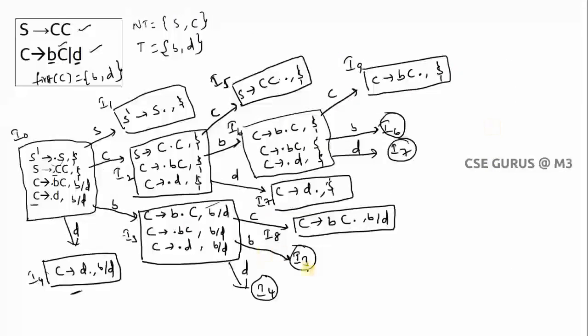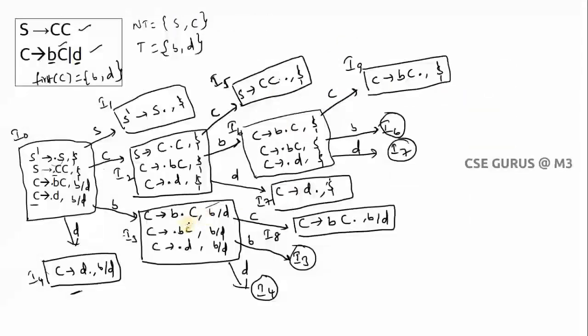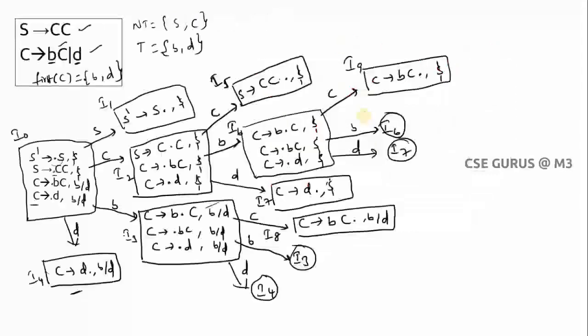Next, I3 to B, again I3. I3 to B, I3 only, that is S3. Next, I3 to D going to I4. I3 to D going to I4, 4 means a shift, S4. I3 is also over. Next, I4, is any symbol being scanned?